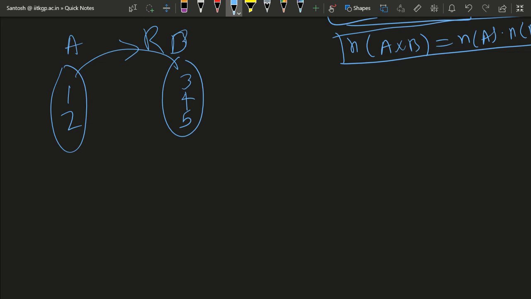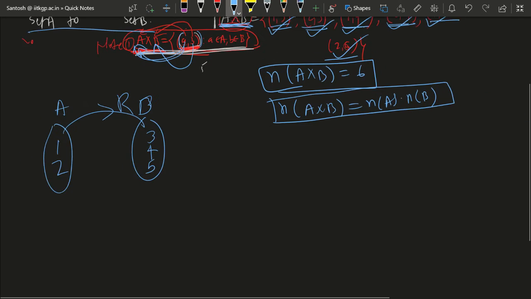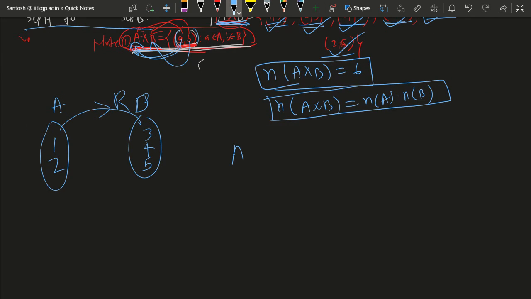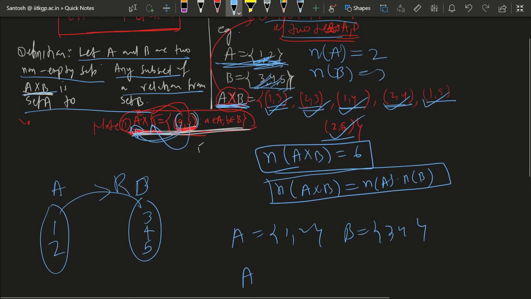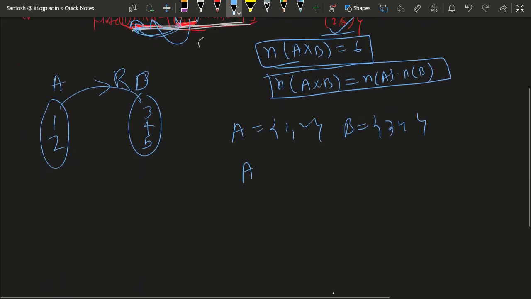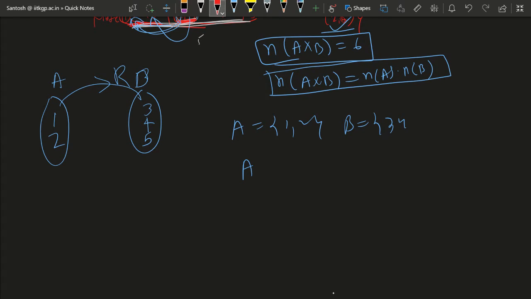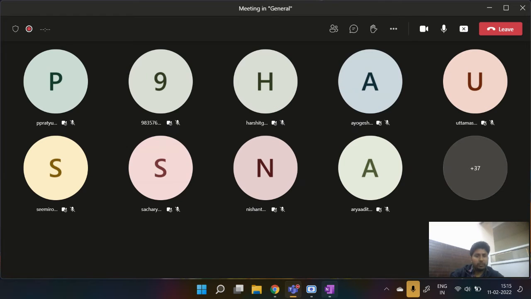So what I would like to ask, since we already found this, I would like to repeat it. A was 1 2, B was 3 4, no sorry, B was 3 4 5. Yes, B I have taken 3 4 5. So who is speaking? Yeah, do you have any problem? Anyone?